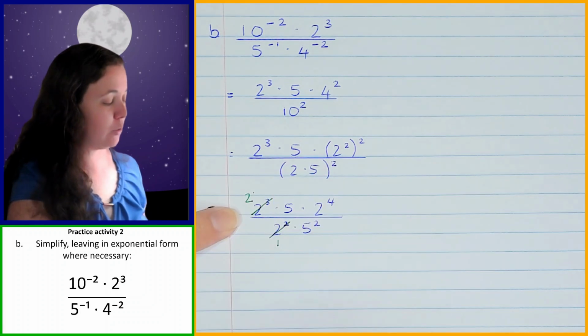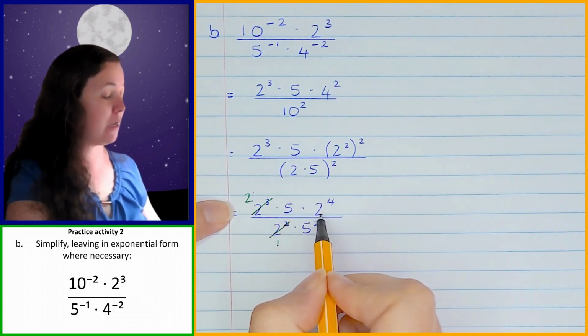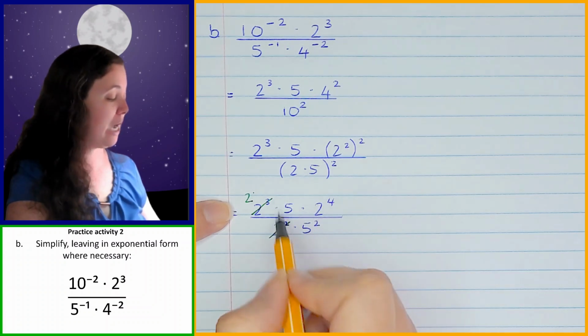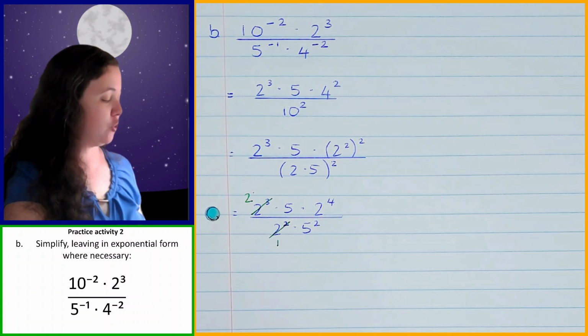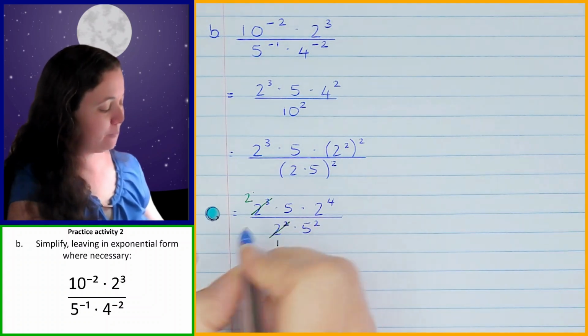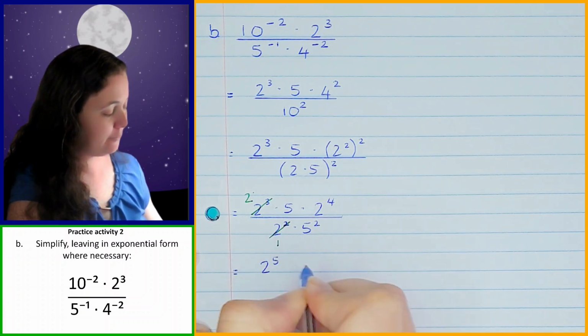So I don't need to write the 1 there, but it's just 2 to the power of 1. That is being multiplied by 2 to the power of 4. There are no other 2's, so now I've got 2 to the power of 1 times 2 to the power of 4, giving me 2 to the power of 5. Okay, so in my numerator, I end up with 2 to the power of 5.